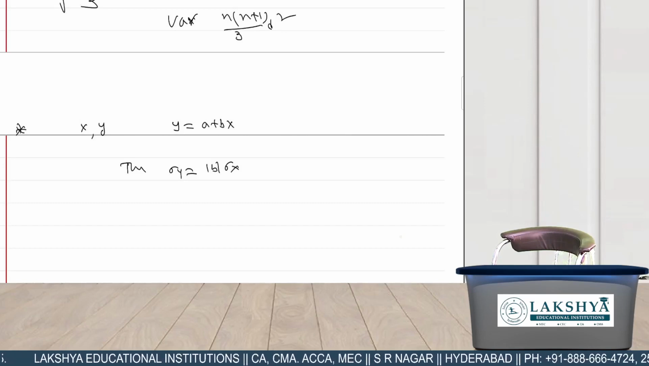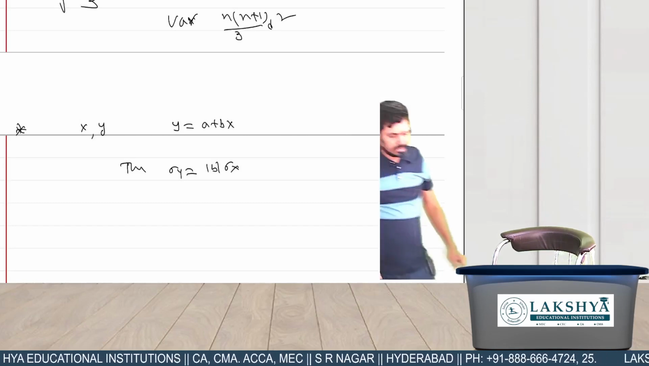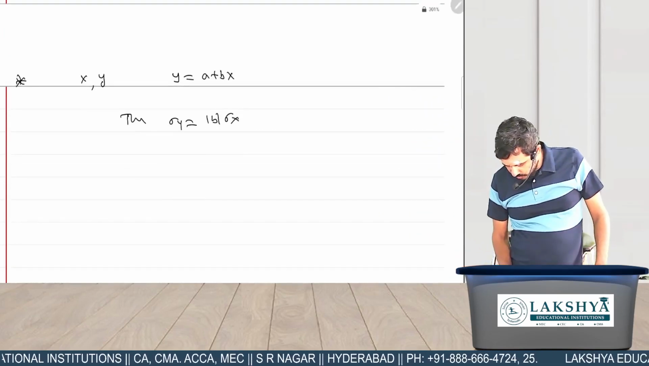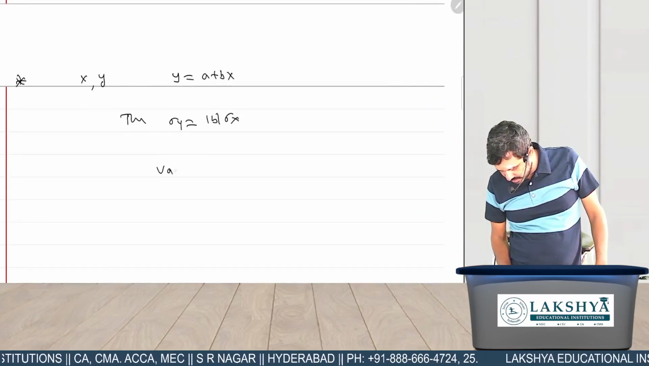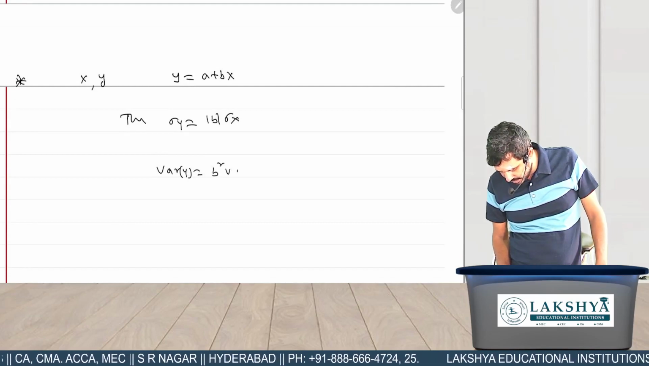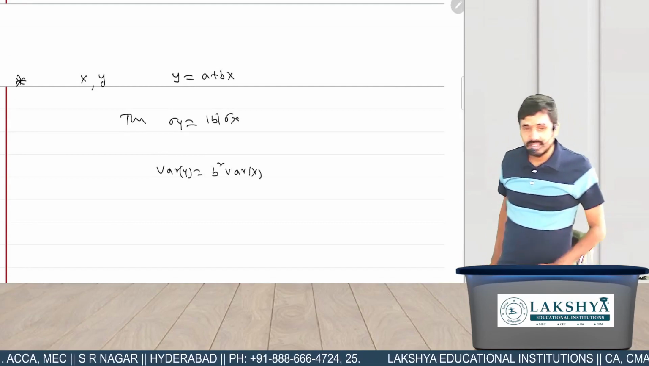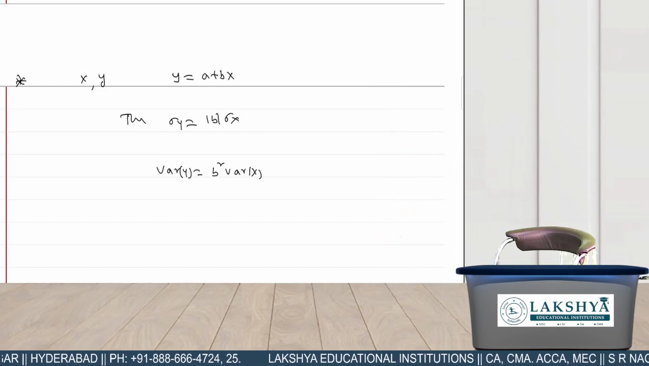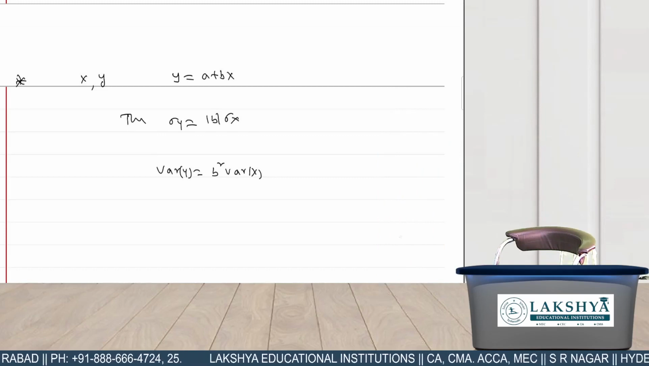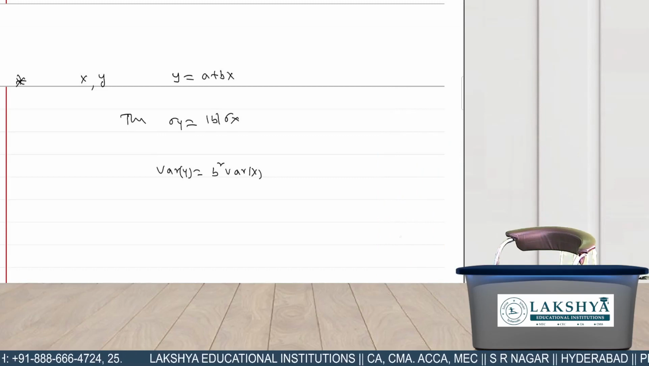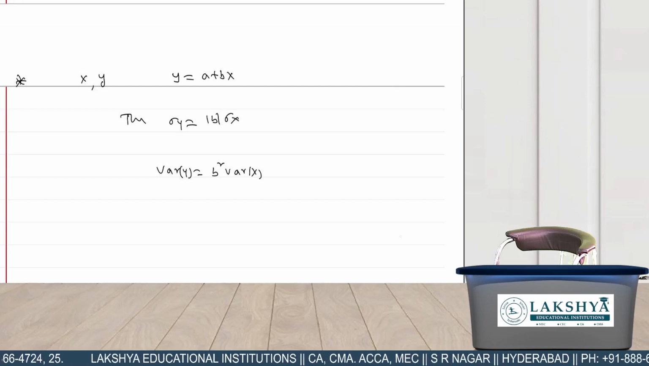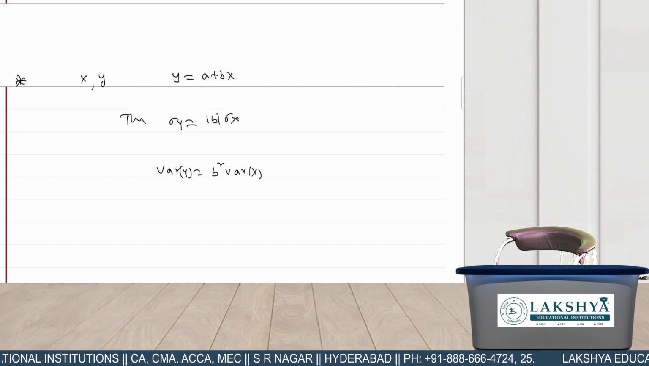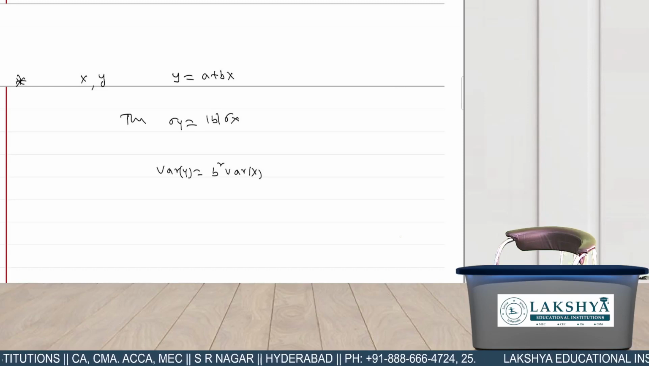Now squaring on both sides. Standard deviation square is nothing but variance of y, which is equal to b square into variance of x. While taking any constant outside from the variance, automatically it becomes a whole square. Remember that point. Why we are getting the whole square: this relation is obtained from the previous one by squaring on both sides. Standard deviation square is nothing but variance, modulus of b squared is b square, and standard deviation of x whole square is nothing but variance of x.